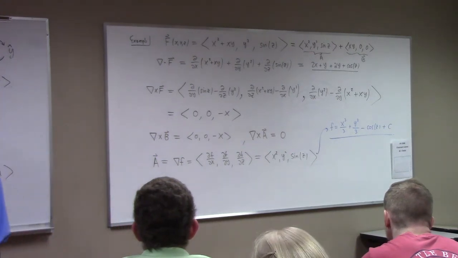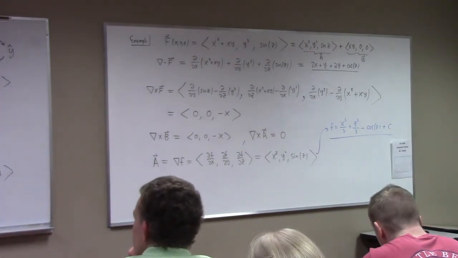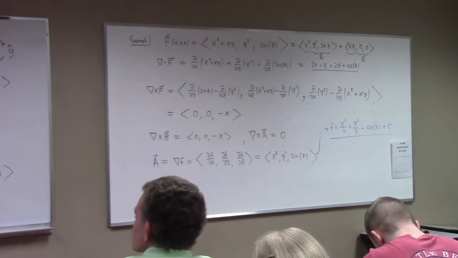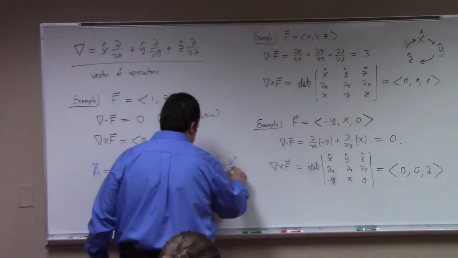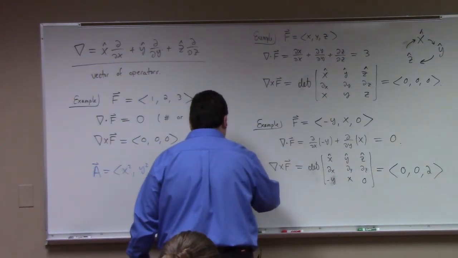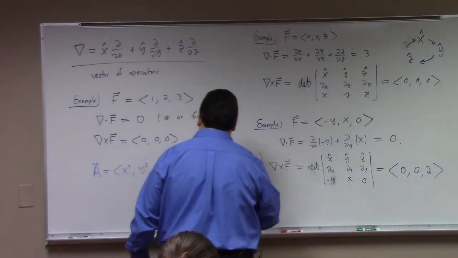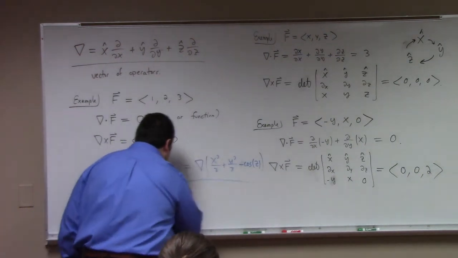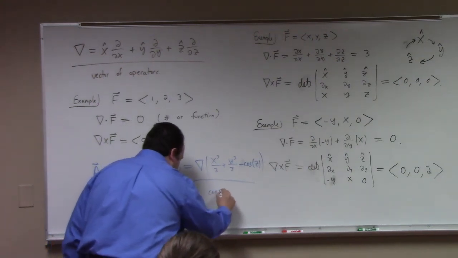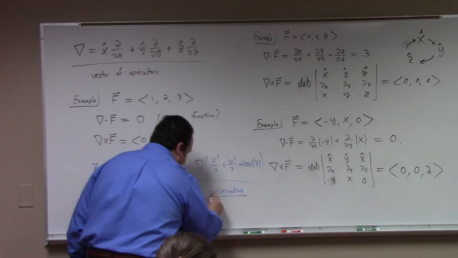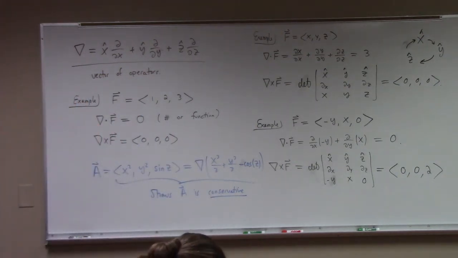This means that the vector A, let me write it down here again, was x squared, y squared, sine z. That's the gradient of the function x cubed over 3 plus y cubed over 3 minus cosine z. I'll set the constant to 0 for the sake of discussion. So this shows A is what we say conservative. A is a conservative vector field. We can write it as the gradient of a function.